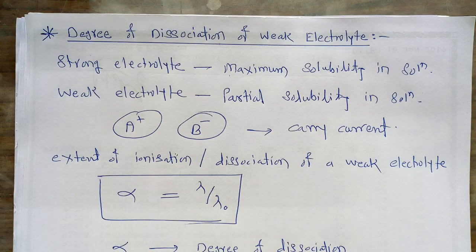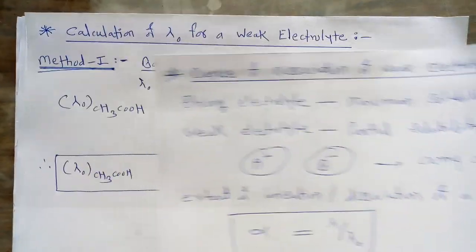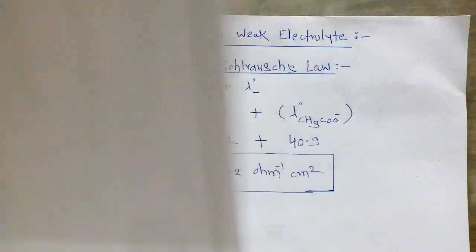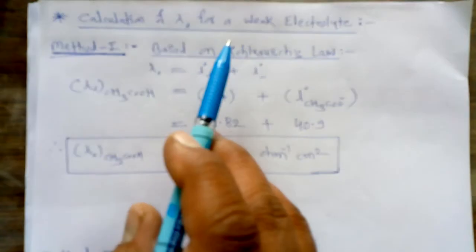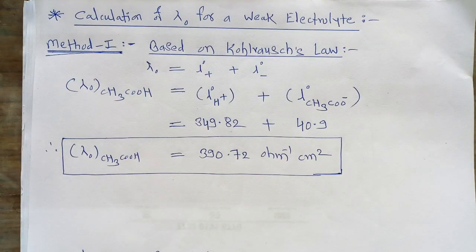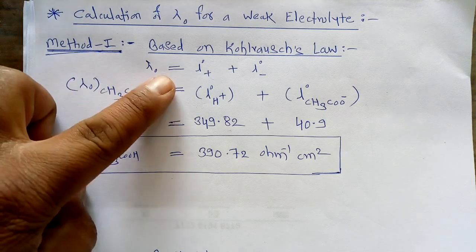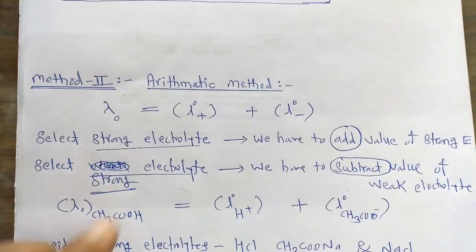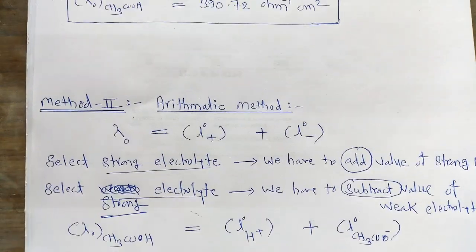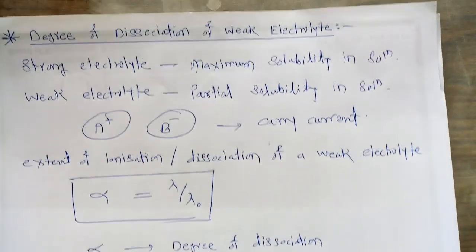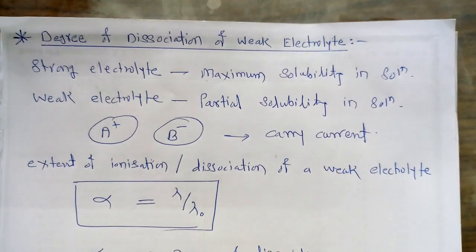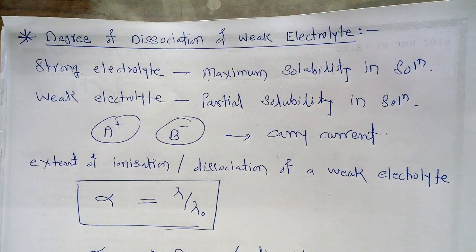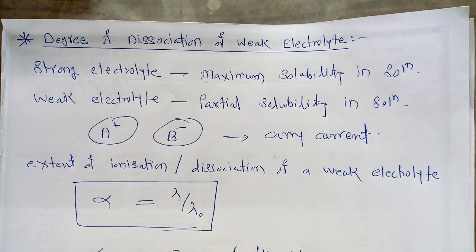So in the current lecture, we studied two important points from the chapter. The first important point is how to calculate lambda 0 for weak electrolyte. For this purpose, we took two different methods: the first based upon Kohlrausch's law, and the second called the arithmetic method. The second important point we just completed is the degree of dissociation of the weak electrolyte. With this, today I stop here. The remaining points from this chapter we will take in the next lecture.